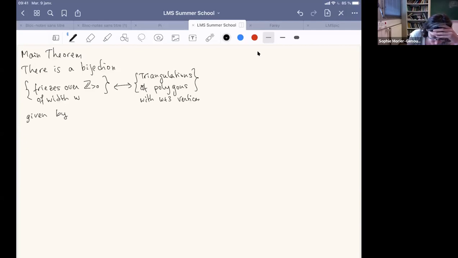If you know the frieze, you just have to collect the entries in the first row. I already mentioned that the friezes are periodic, so it's a repetition of a certain number of values, W plus three. If W is the width, on the first row you have just a repetition of always the same W plus three values. So you take them, and this encodes a triangulation. c_i should give you how many triangles are attached to vertex i.